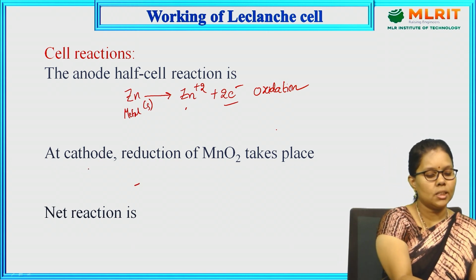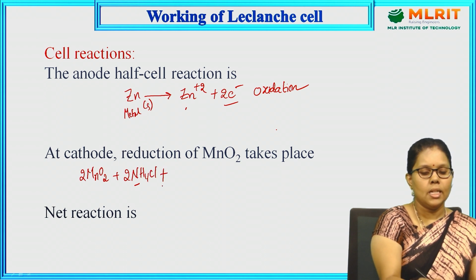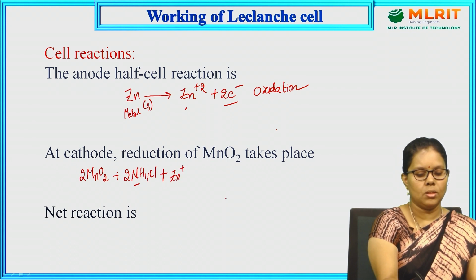The cathode consists of MnO2 and ammonium chloride. The metal ions are moving from anode to cathode. The electrons are moving from anode to cathode.